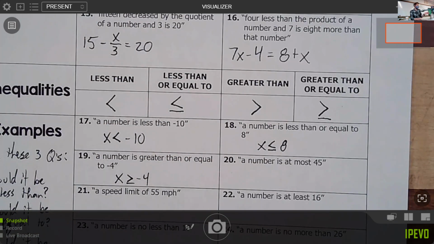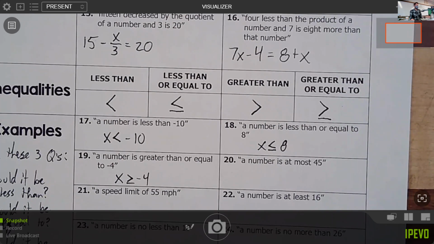If it uses the actual words for the symbol, that's going to make life a lot easier. However, once we get to number 20, it says that a number is at most 45. Now, if something is at most 45, could the number be less than 45?